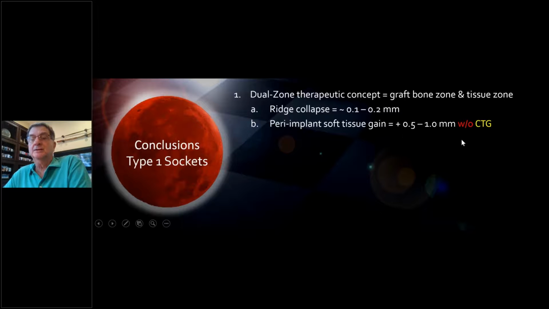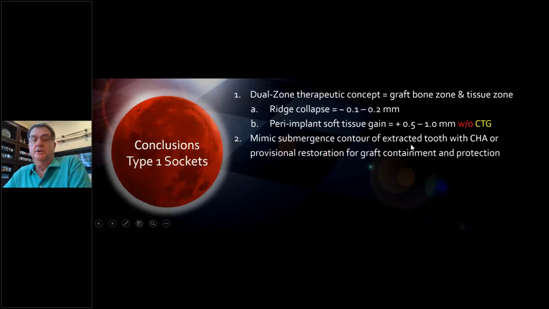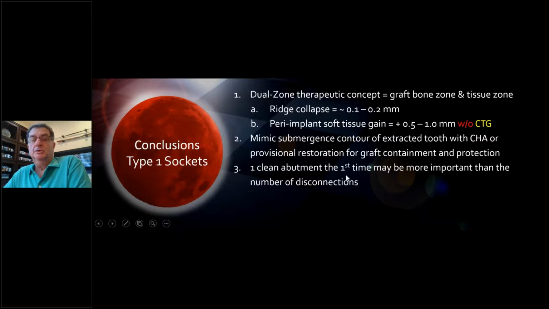Peri-implant tissue gain without a connective tissue graft was a 0.5 to 1 millimeter increase in thickness, as I showed you, even without a connective tissue graft. Mimic the submergence contour of the extracted tooth on the contour of the custom healing abutment. That will let tissue come down if you want it. One clean abutment the first time may be more important than the number of disconnections.